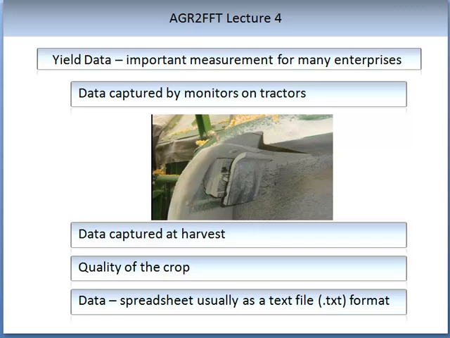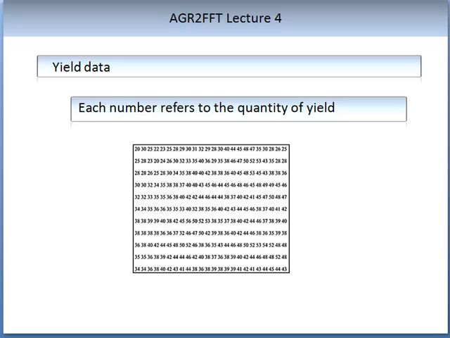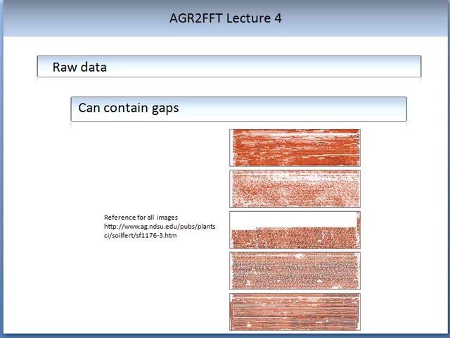The data can then be exported into a spreadsheet, usually as a text file that has a TXT format at the end of the file. The image on the screen shows you what the raw data from a typical yield monitor might look like. Each number refers to the quantity of the yield. Raw data can contain gaps, as you can see from the image on the screen.